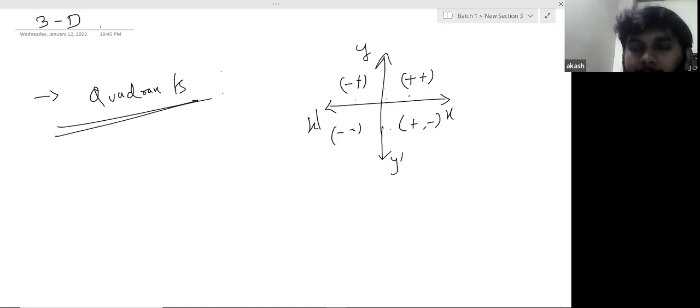Right? This is very simple. Quadrants, and we know this is called first quadrant. This is second quadrant. This is third quadrant. This is fourth quadrant. This is very clear to everyone. I hope all of us have learned this in previous classes. So why do we need to add a z-axis? In 3D, we need a z-axis.